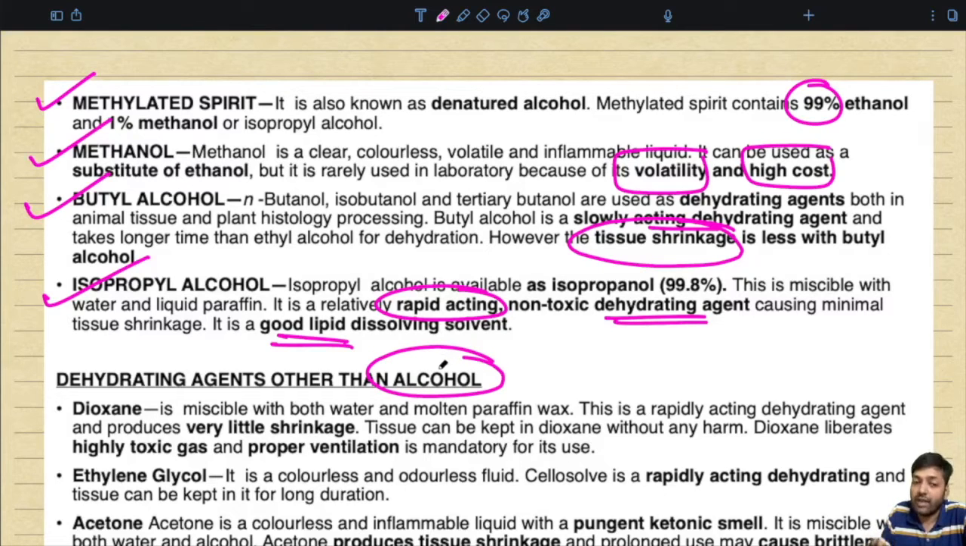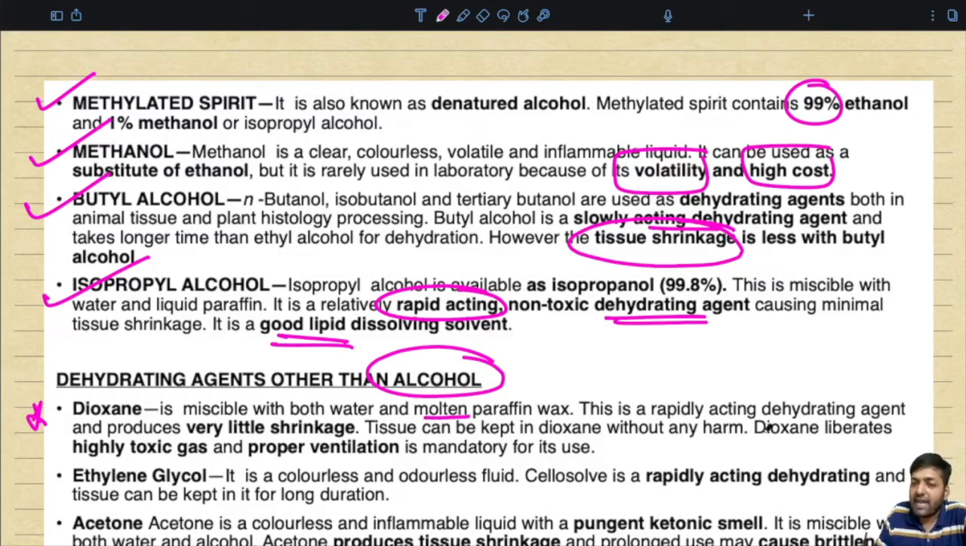Okay. Then apart from these, there are other dehydrating agents other than alcohol. They can ask you to name some dehydrating agents other than alcohol. So what are those? Dioxane. Again, it is miscible, mixing with both water and molten paraffin wax. As I told you, not all dehydrating agents are soluble in the infiltrating agent. So some of them are miscible, but not all. That is why we are using a clearing agent.